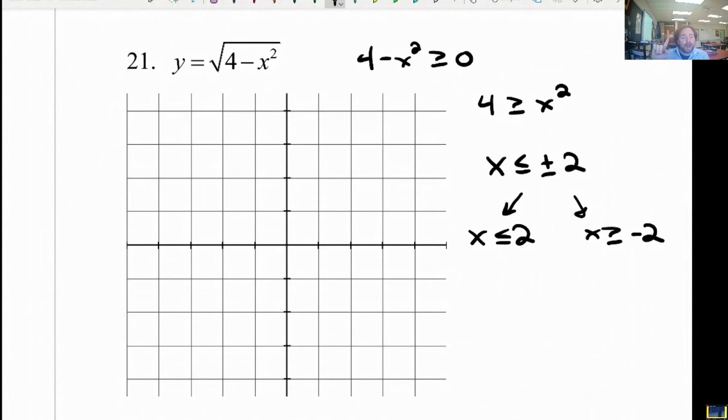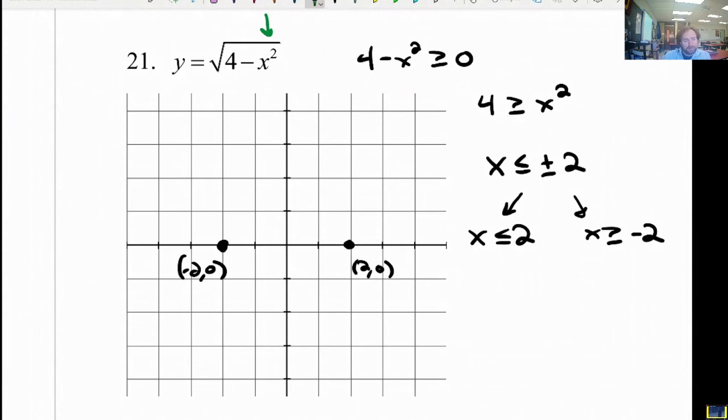But as soon as you go outside of that range, above 2 or below negative 2, if you square those numbers, the number gets bigger than 4, so it's not acceptable here. So this means that our graph starts at negative 2, 0, and ends at positive 2, 0. And if you try plugging those numbers into the graph up here, you'll see exactly that happens.